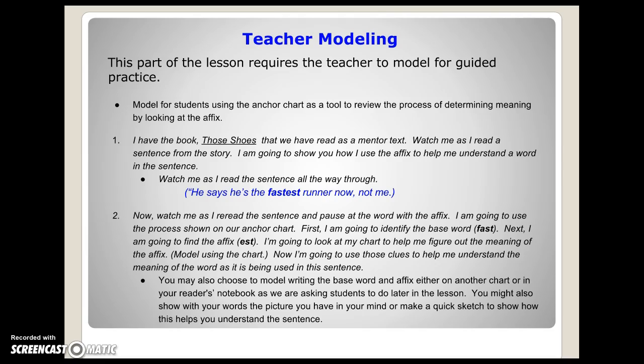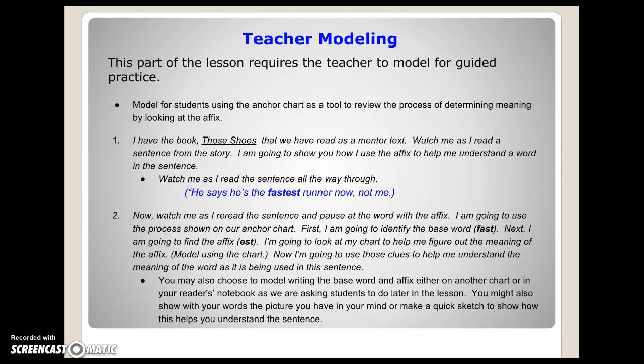Now, watch me as I reread the sentence and pause at the word with the affix. I'm going to use the process shown on our anchor chart. First, I'm going to identify the base word. Next, I'm going to find the affix. I'm going to look at my chart to help me figure out the meaning of the affix.